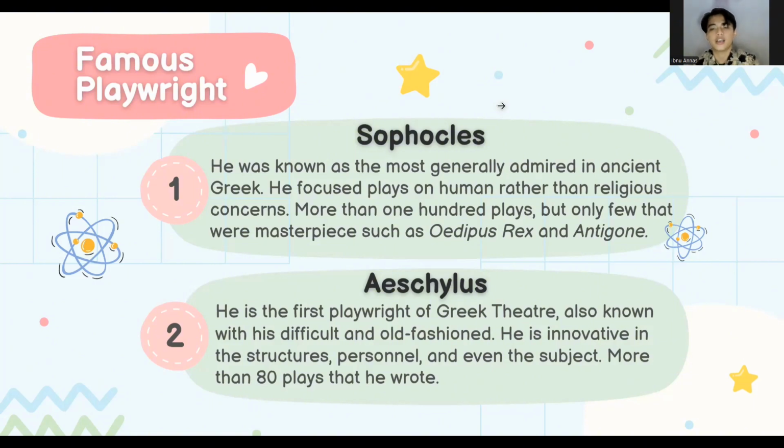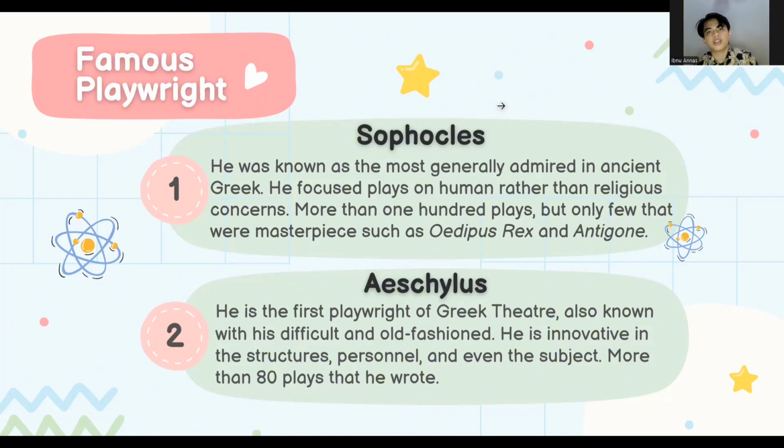And the second is Aeschylus. People call him the father of tragedy. He is a key figure in the development of Greek tragedies and is often referred to as the father of tragedy. He introduced the concept of having a second actor, which allowed more complex dialogue and interaction. Before this, performances were limited to just one actor and a chorus.